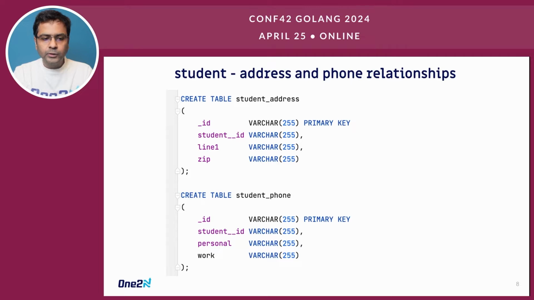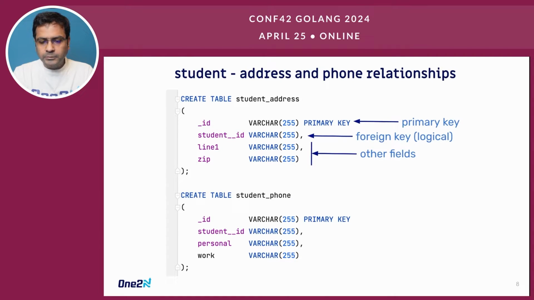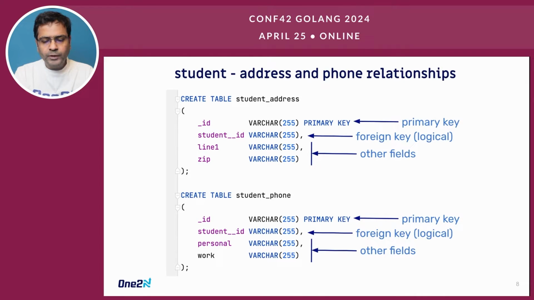What we could do is create a relationship between student, address and student phone. So we could create a student address table where we have the primary key and a foreign key of sorts, which is a logical foreign key from the parent student table. Then we have line items and other fields, line address and zip and other fields. Similarly, for phone number, we can create a primary key and a foreign key, which is a logical foreign key based on the student ID. And other fields like personal and work from the previous Mongo document.